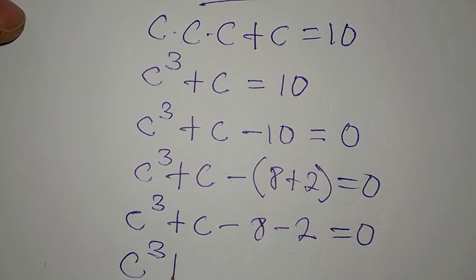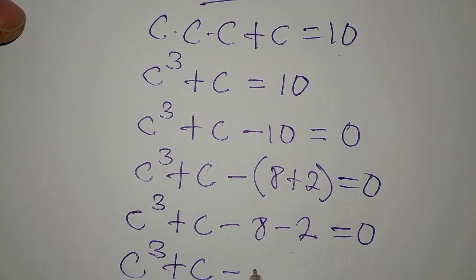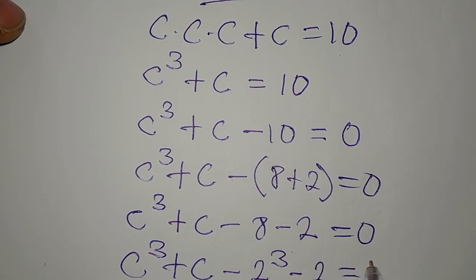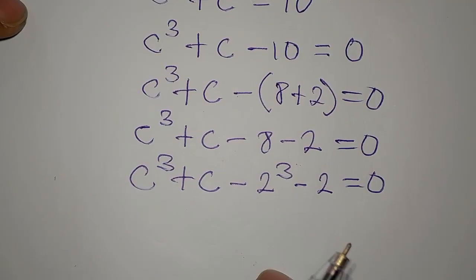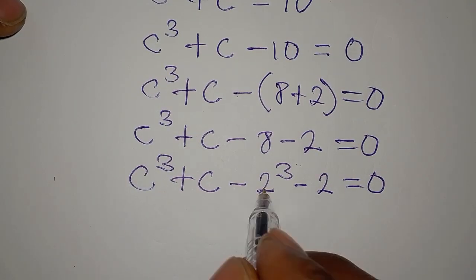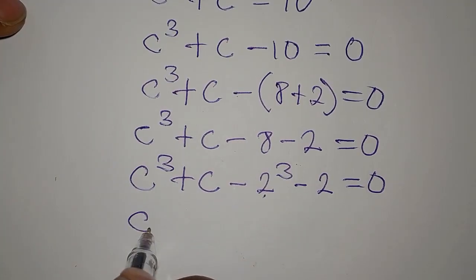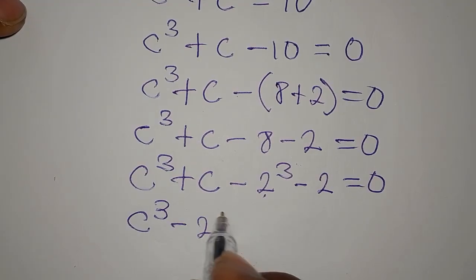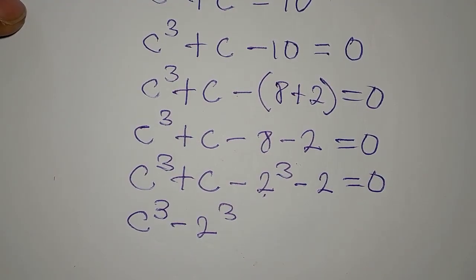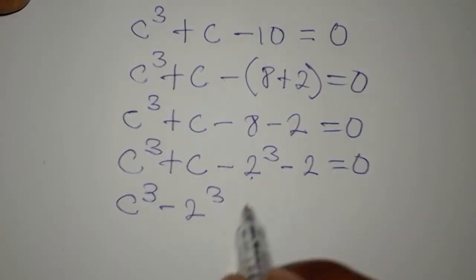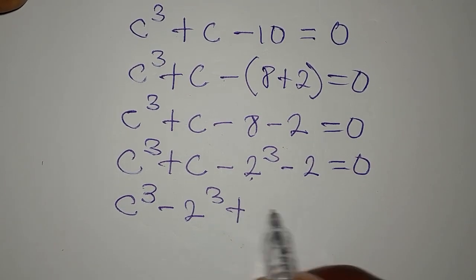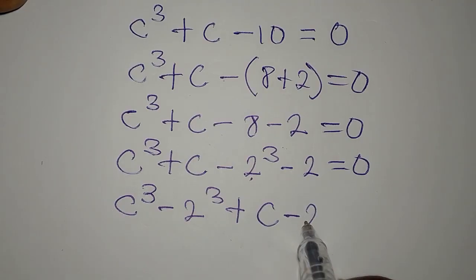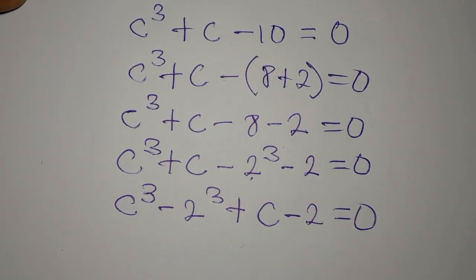Then take a step further. 8 is 2 to the power of 3, and then 2 is coming. This is equal to 0. Okay, so from here now, what should I do? Let's bring this and this together. So we have C to the power of 3 minus 2 to the power of 3. Okay, so we have plus C, then this is minus 2. Everything is equal to 0.